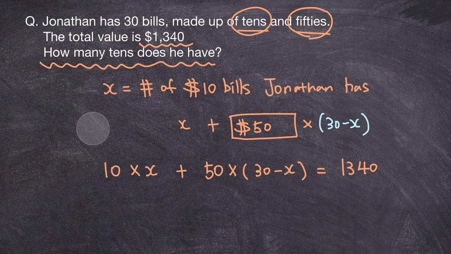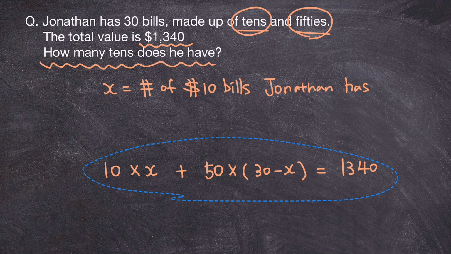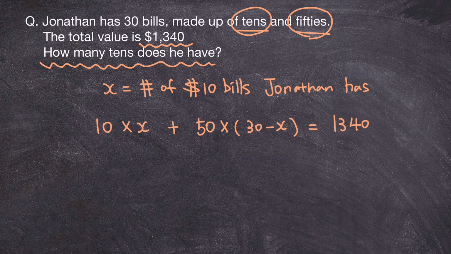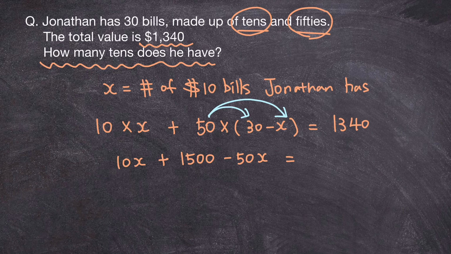Okay, let's go ahead and solve for x from this equation. So, I have 10x here. I am multiplying 50 to these two binomials, so I'm going to do distribution. And if I do that, I have 50 times 30, which is equal to 1,500, and 50 times minus x, which is equal to negative 50x. And all that combined should equal 1,340.